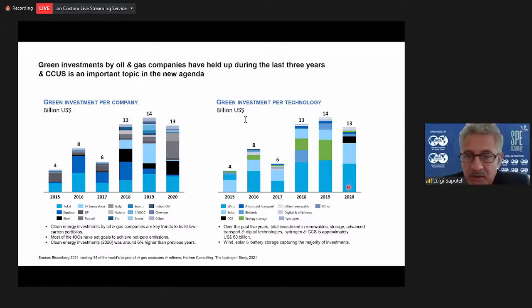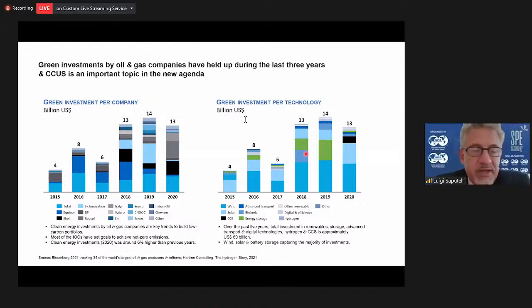And here we're talking about the same thing, green investment, the type of investment that companies are doing: wind, solar, advanced transportation, biofuels, other renewables, etc. And we can see here CCS and energy storage as one of the key projects happening in the green investment technology. Now, this number, the $14 billion, is still a very shy number with respect to the overall industry investment. Okay, keep that in mind.